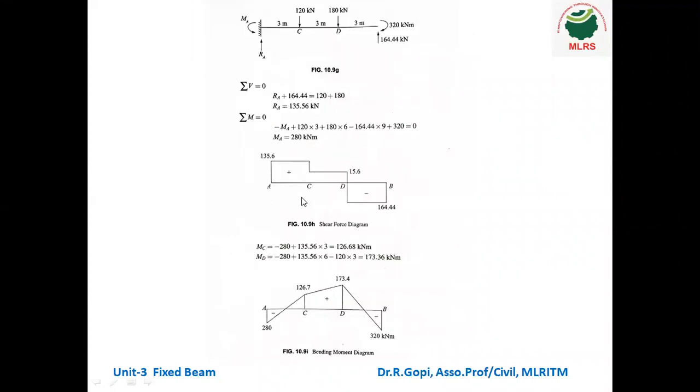Okay. So next coming to RA and NA. So we need to calculate RA and NA. For that, we have to draw the free body diagram. So this is your free body diagram. Okay.